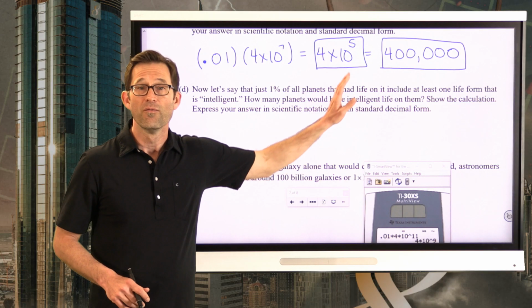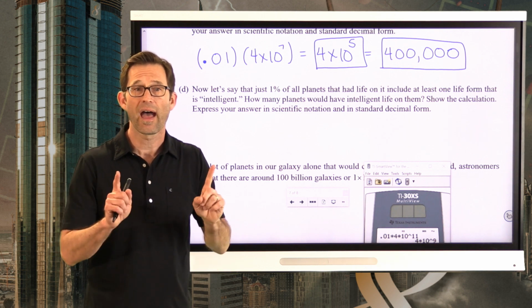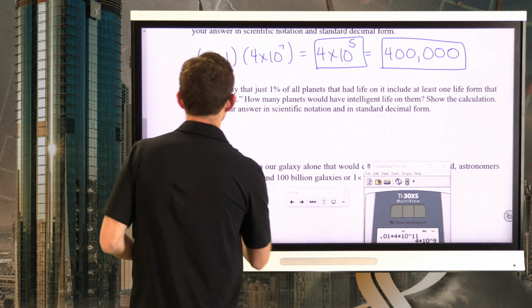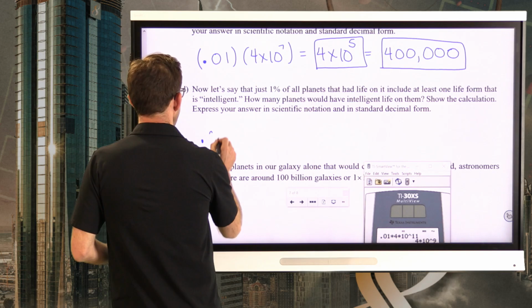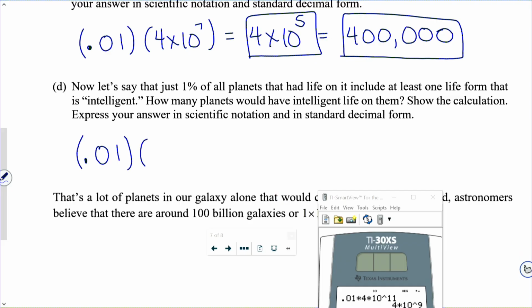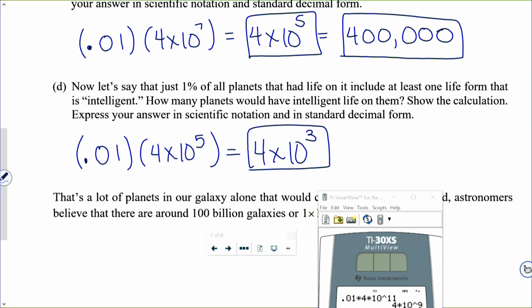So again, 400,000 planets have life on them. How many of those have intelligent life? Let's just assume it's 1% times 4 times 10 to the 5th. That would be 4 times 10 to the 3rd. That would be it in scientific notation. And that would be 4,000 planets.